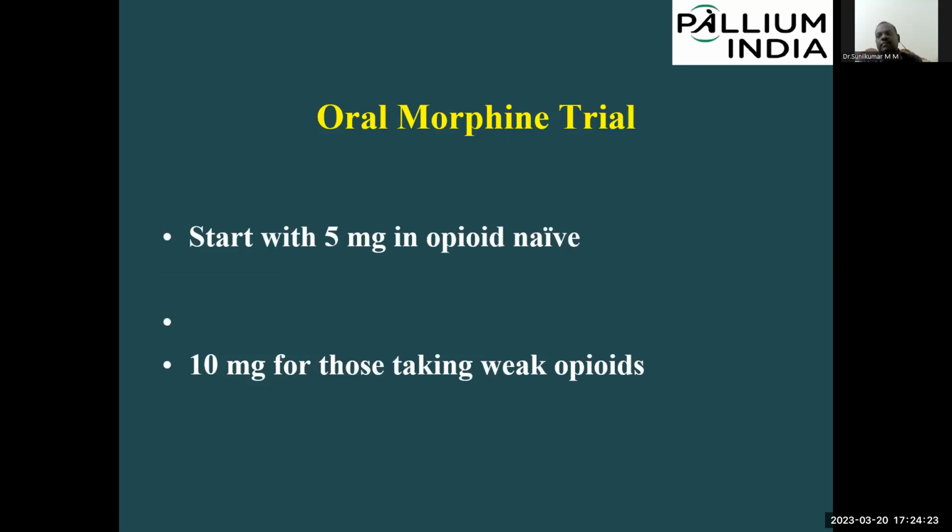And many of you may not have injectable morphine. So in such situation, you can give oral morphine trial. So if the patient is not taking any opioids, then start the patient on 5 milligram of oral morphine 4 hourly and SOS. But if the patient is taking weak opioids like tramadol, tapentadol, or anything else, then you can start the patient on 10 milligram of oral morphine.